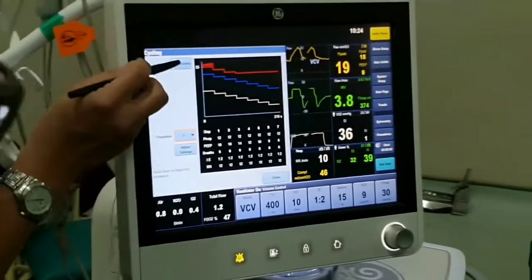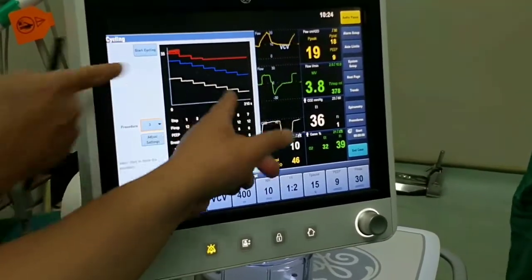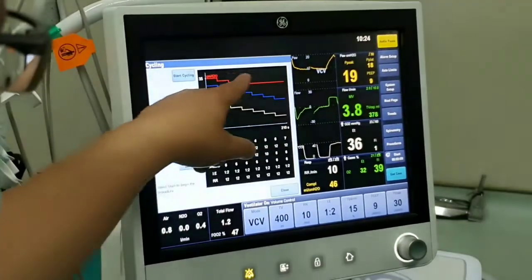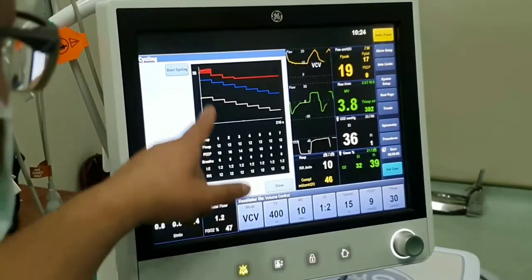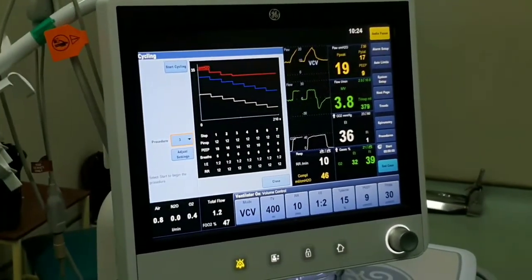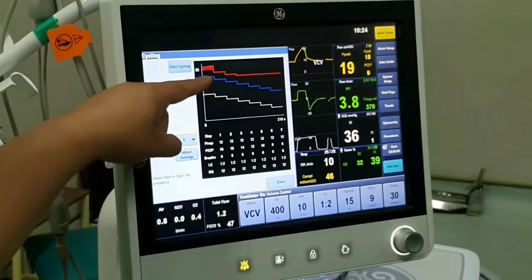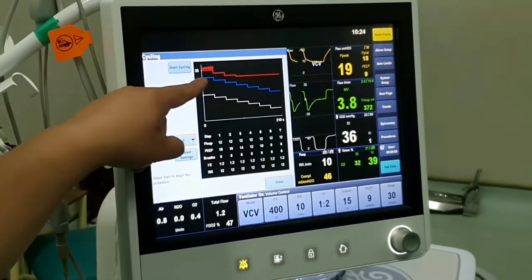Where's the compliance? The red one? This is the compliance. Yeah. This is the airway pressure, the maximum pressure. And the blue one? The pressure limit. This is the inspired pressure. This is the PEEP. So PEEP of 18, then plus 12. Total 20.